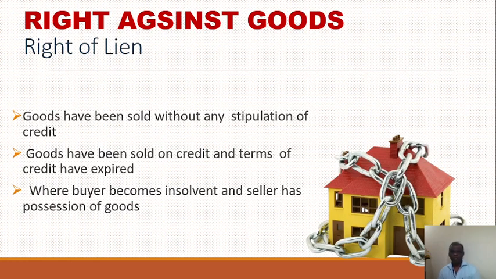The right to lien is the right available to the seller to retain the goods which have been sold to the buyer. This right can be exercised when goods have been sold without any stipulation of credit, goods have been sold on credit and the terms of credit have expired, or where the buyer becomes insolvent and the seller is in possession of the goods.